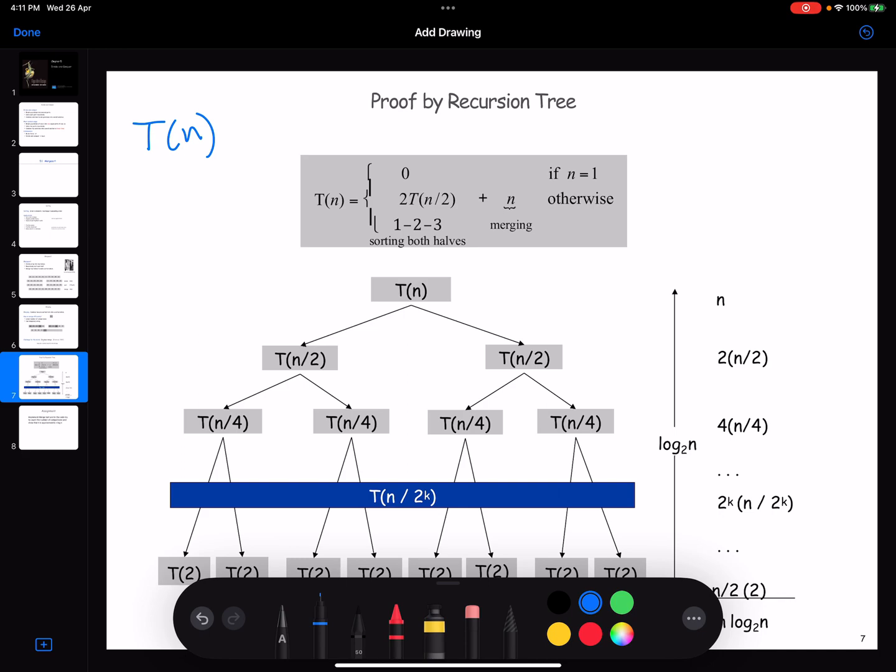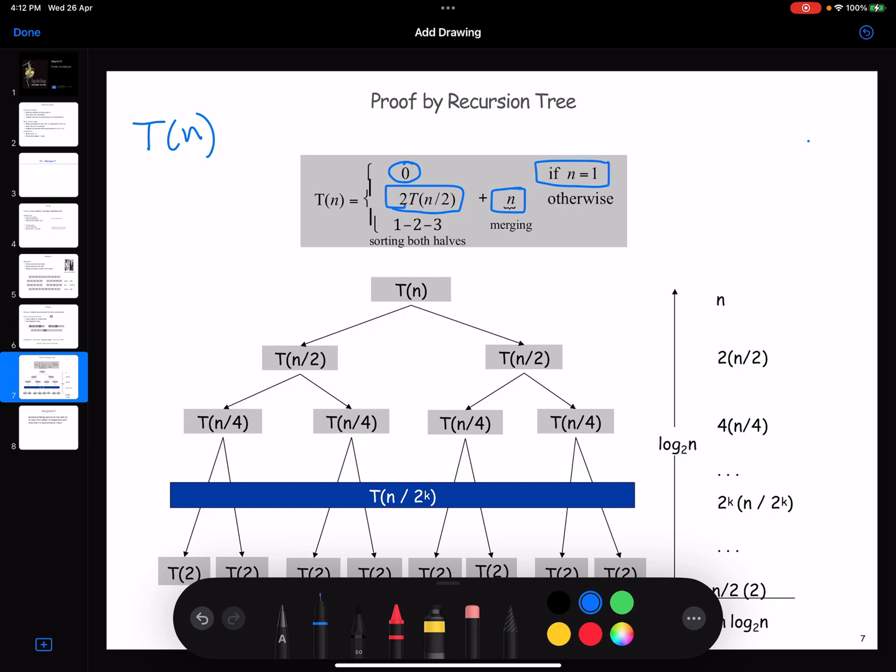This is equal to 0 if the size of the array is 1. If the size of the array is 1, it's sorted. I don't need to make any comparison, right? So this is the base case in the recursion. And this is equal to 2T of n over 2 plus n operations otherwise.